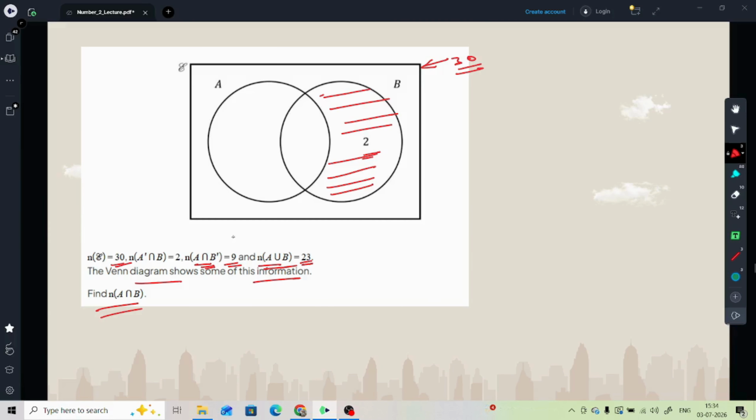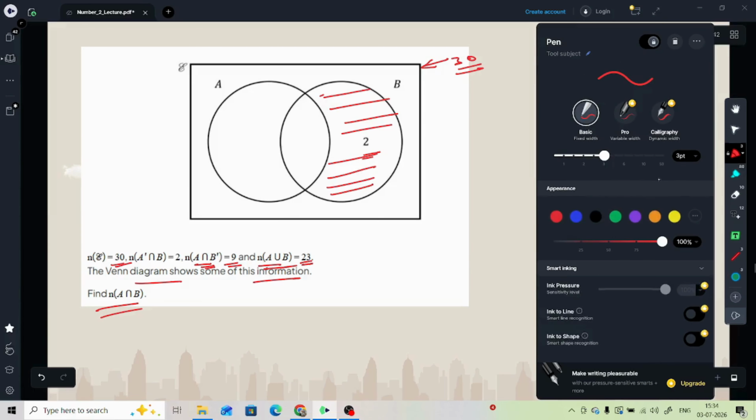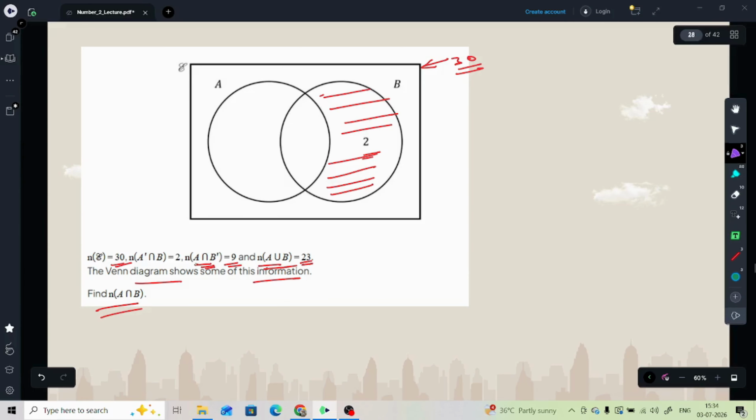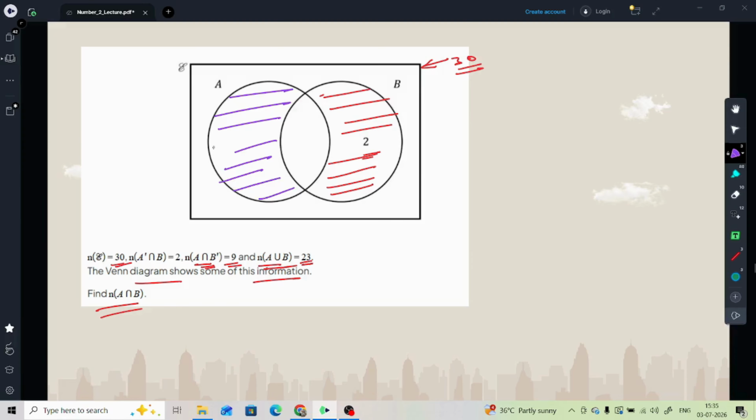And then the second part is A intercept B complement. So leaving B and intercepting with A. So this part they have given you as 9. And then n(A union B) is 23. So altogether it should be 23. So now it's very easy for us.